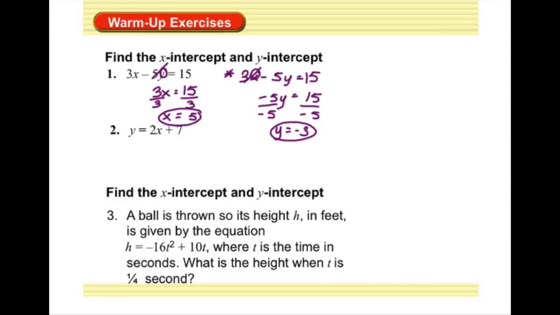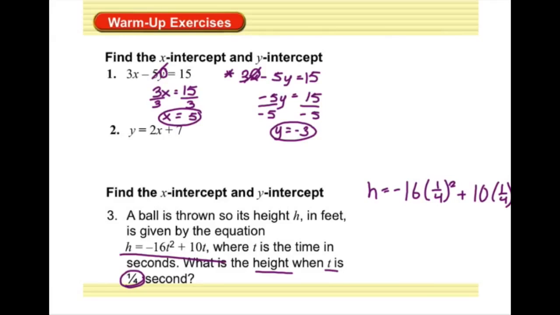Problem number 3 says a ball is thrown, so its height, h, in feet, is given by the equation h equals negative 16t squared plus 10t, where t is the time in seconds. What is the height when t is 1/4 second? This is just a substitution problem, right? I'm just going to take this equation here, and it says what's the height when t is 1/4? So I'm already solving for h, which I'm assuming is height. So all I need to do is plug in the 1/4. Anywhere there's a t, I would plug in 1/4.